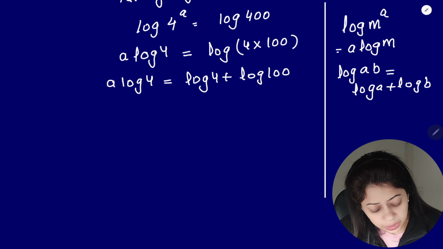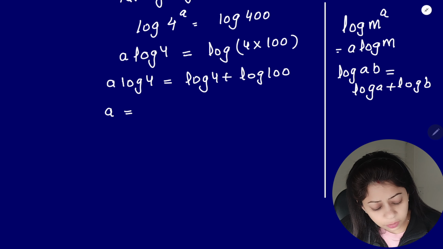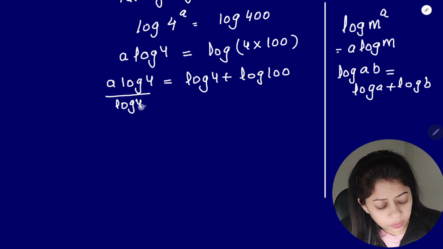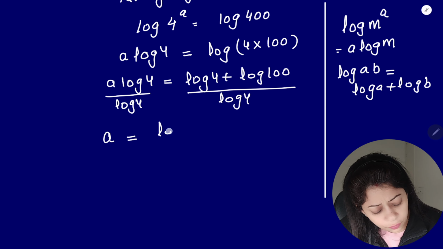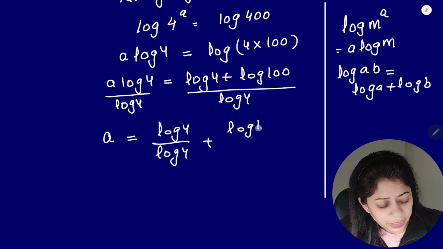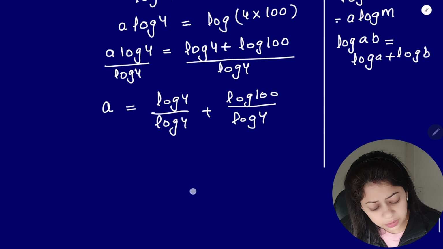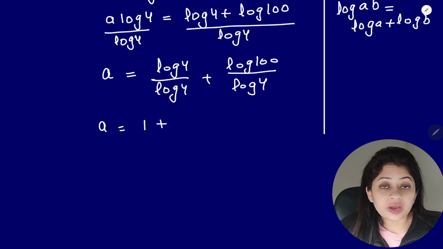Okay, so a is here as it is and we will divide both sides by log 4. Okay, we get a here and here we get log 4 by log 4 plus log 100 by log 4. Okay, so we get here a is equal to 1 plus, what is log 100?